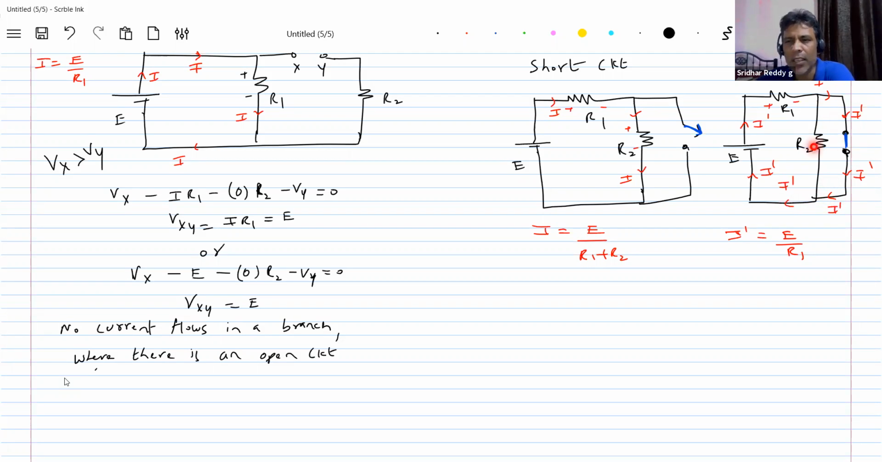Practically, even suppose R2 is 100 ohm and this is 0.1 ohm, almost 99.99% of the current will pass through it. Let's talk ideal 0 ohm. The whole current I dash will flow through this short circuit path. What is the current through R2? Though you have connected it, no current flows. Means sir, I'll remove it. Yes, it doesn't make any difference whether this R2 is present or not. In an element, if no current flows, as good as you can remove it from the circuit.